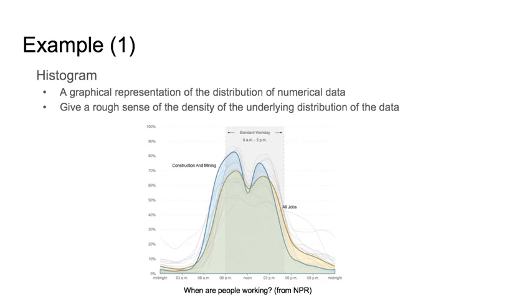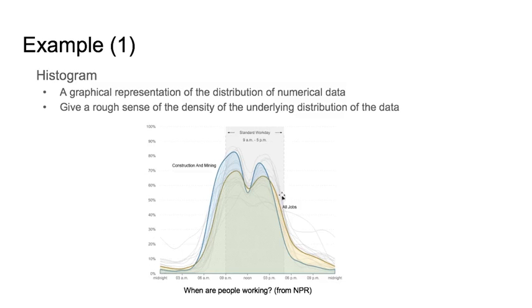It's an example of a histogram. With a histogram, what typically happens is we are representing a distribution. So in this case, it's a distribution of people working. And so on the x-axis, we have the time of day during the weekday. And on the y-axis, we have percentage of people working. So that's the population we're trying to portray here.